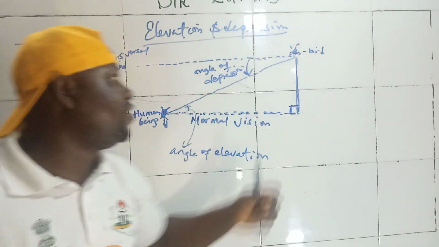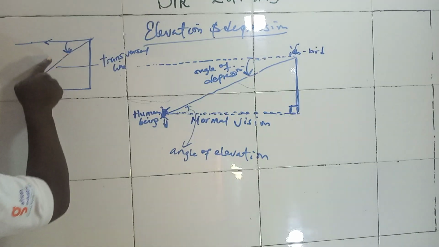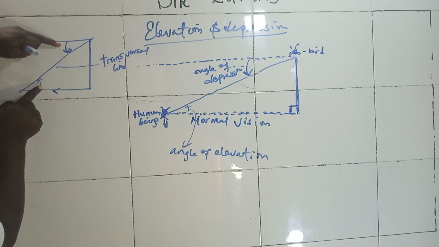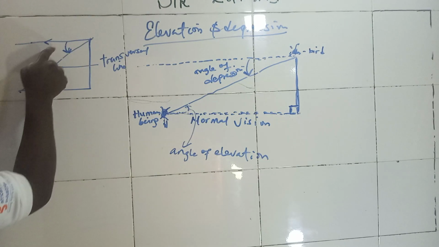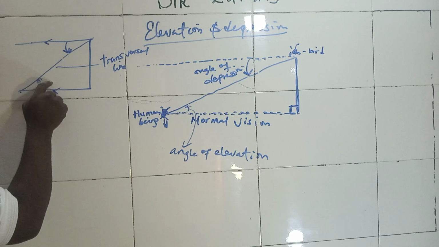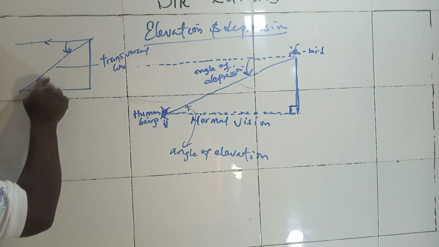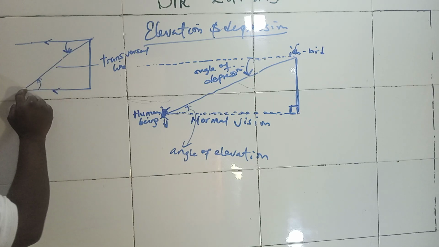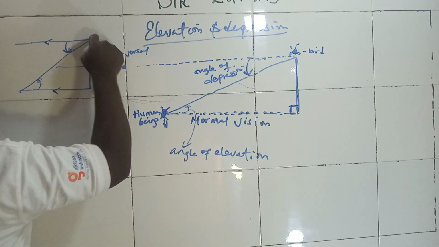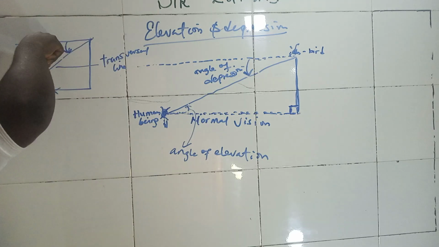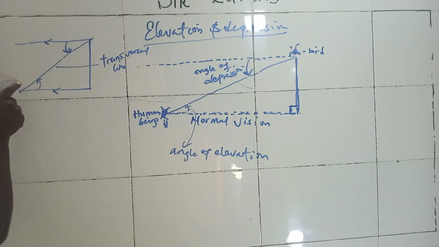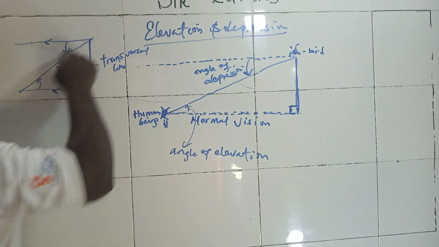So when you have such an occurrence, like this one now, this is your left hand, your right hand. So you say these two angles are what? Alternate to each other, because this is a transversal line passing through two parallel lines. So the angle here will be equal to the angle here. The angle here will be equal to the angle here.